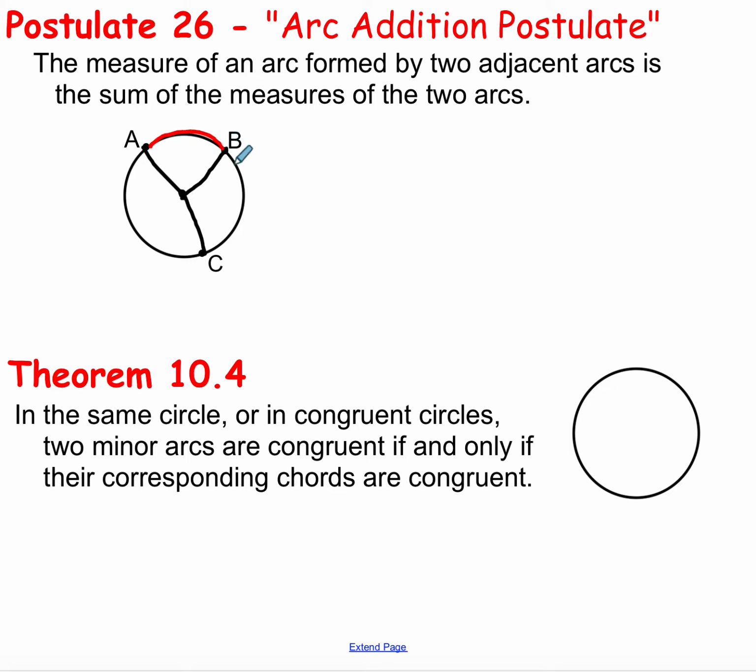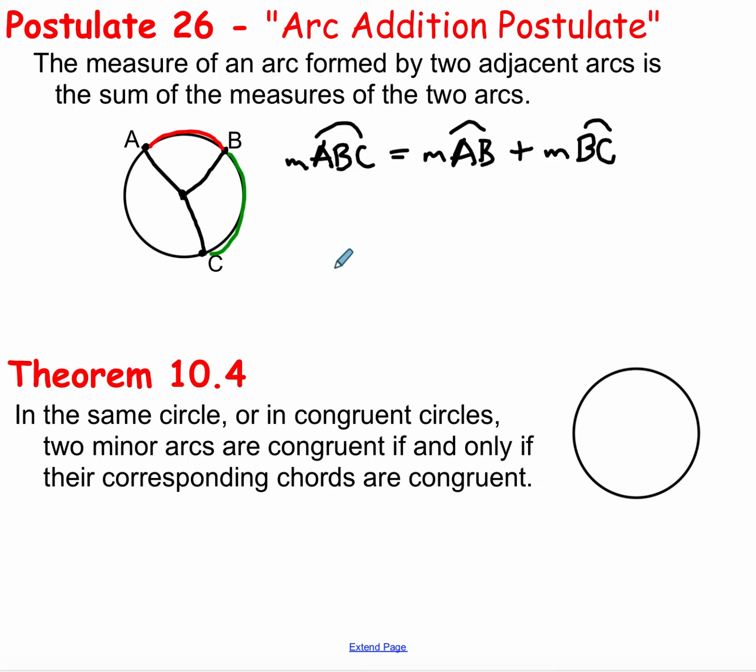One is AB, and the other, I'll do a different color, is BC. What this postulate is saying is that the measure of arc ABC, that whole arc, is the measure of arc AB plus the measure of arc BC. So if I have two adjacent arcs, I can add them together since they're adjacent, and I will get the measure of this bigger arc. That is why it's a postulate. Remember, postulates are the rules that we can just generally accept to be true. They don't really need to be proved.